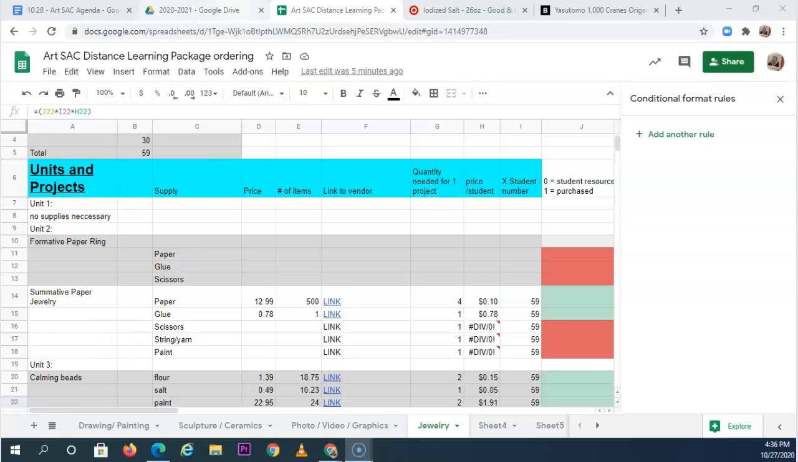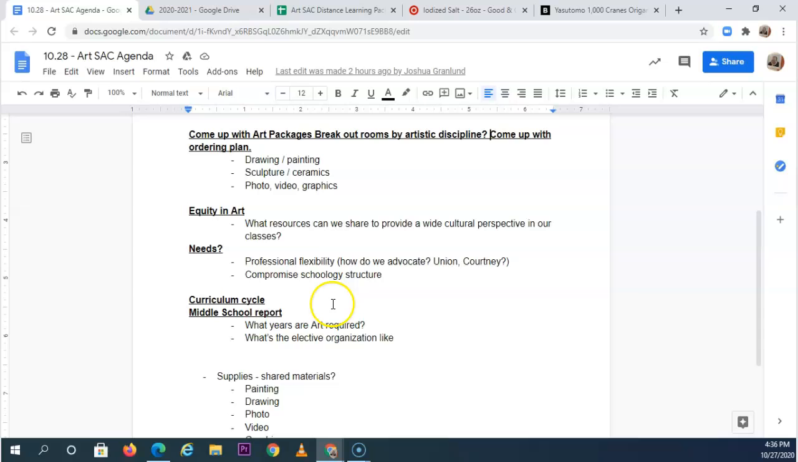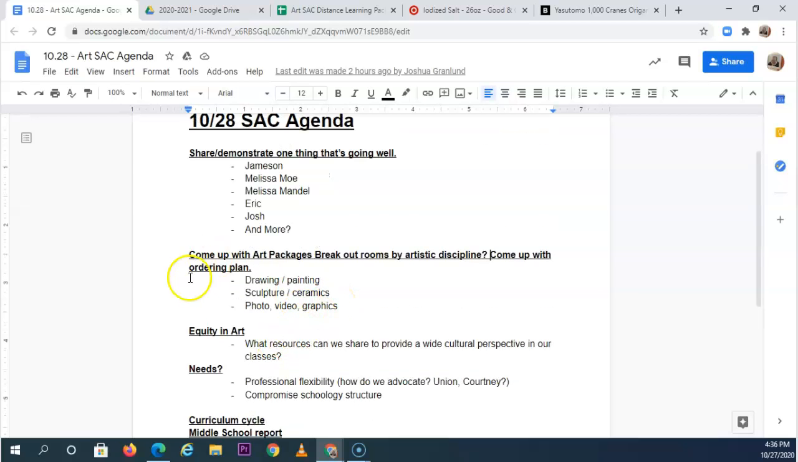On Wednesday, on our agenda, we're going to spend some time coming up with art packages, and we're going to do this by breakout rooms in Zoom. We're going to have a drawing painting room, a sculpture ceramics room, and a photo video graphics room. We're going to try and come up with the resources and materials that our students are going to need for trimester 2.